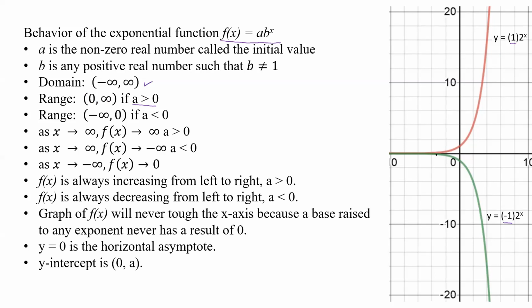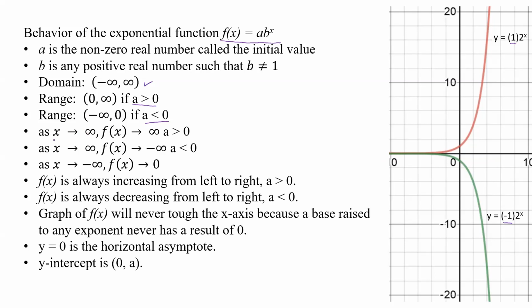Now, if a is less than 0, though, what's going to happen is you're going to go from negative infinity all the way up to getting close to 0, but not including it. So we're going from the bottom up in this case. And so again, we're not going to include 0 because we never actually touch that 0. We just get really close.